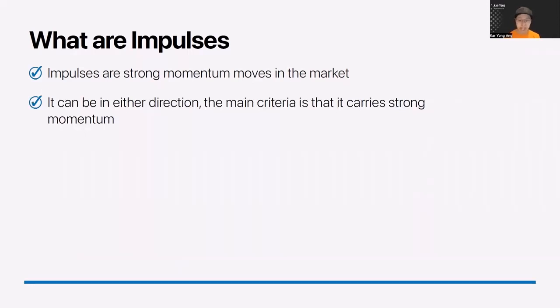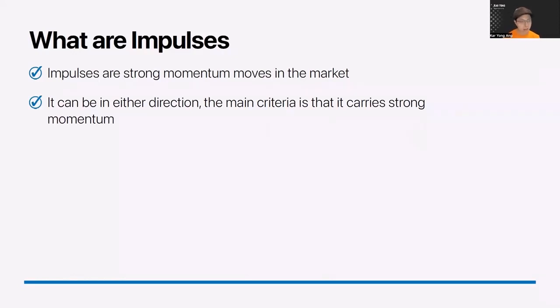It can be in either time frame as well. So if you are more of an intraday trader, perhaps you're looking at 15-minute, you're looking at 30-minute, you can identify impulses. If today you are more of a swing trader, you're looking at H1, H4, you can look at impulses as well on those time frames. So it's time frame independent. It doesn't matter what time frame you're looking at. It doesn't matter what instruments you are looking at as well, because we're essentially describing how price moves.